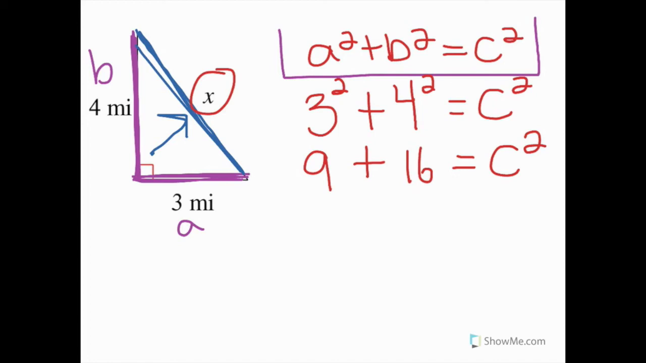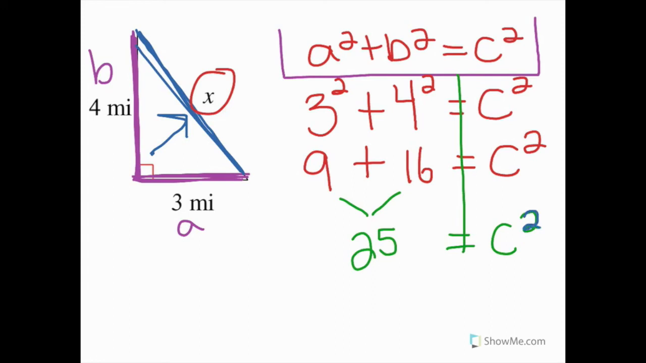What I'll do then, I'm just going to change colors. 9 plus 16, combining like terms on the same side of the equal sign, I'm going to get 25. And then bring down the C squared. A lot of people make the mistake of thinking that you're done at this point because C is by itself. But C is not by itself. That exponent right here, we've got to get rid of or cancel out.